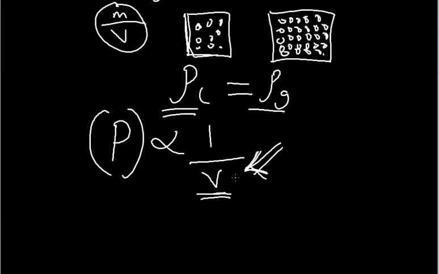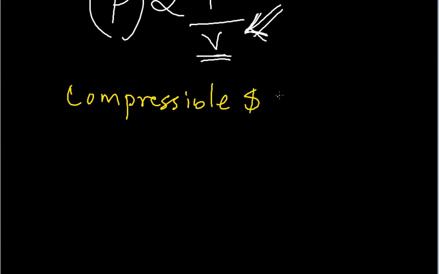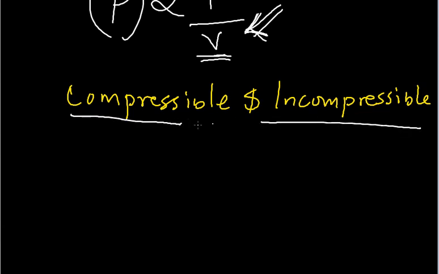So now that will lead us to two types of fluid. We have two types of fluid based on compressibility: compressible fluid and incompressible fluid. So you need to know, between gas and liquid, which of the fluids is regarded as a compressible fluid. Now, how do we define a compressible fluid?